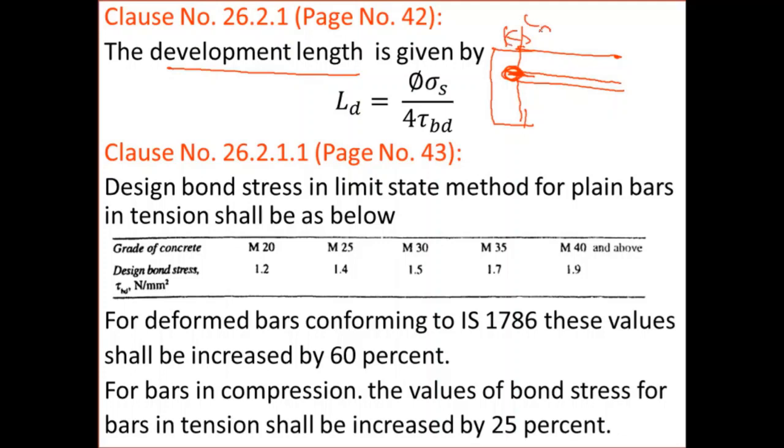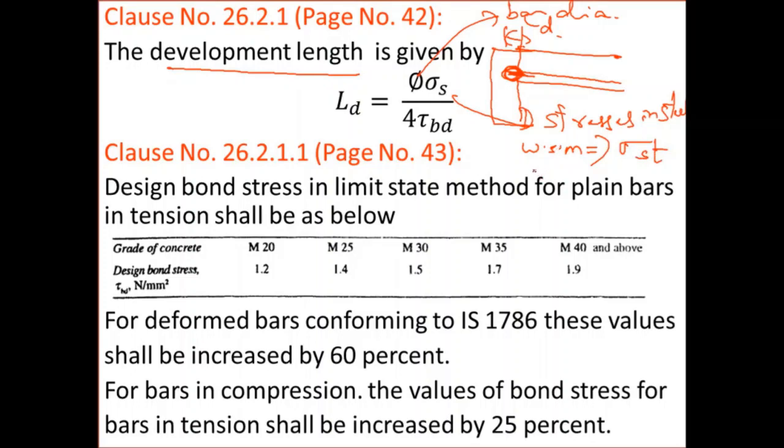Now for this development length, the formula is phi, where phi refers to the bar diameter. Then sigma s is the stress in steel. If it is the working stress method, it is taken as the permissible stress in steel. Or else if you consider the limit state method, then you have to take it as 0.87 fy. So now you have to substitute these values here.